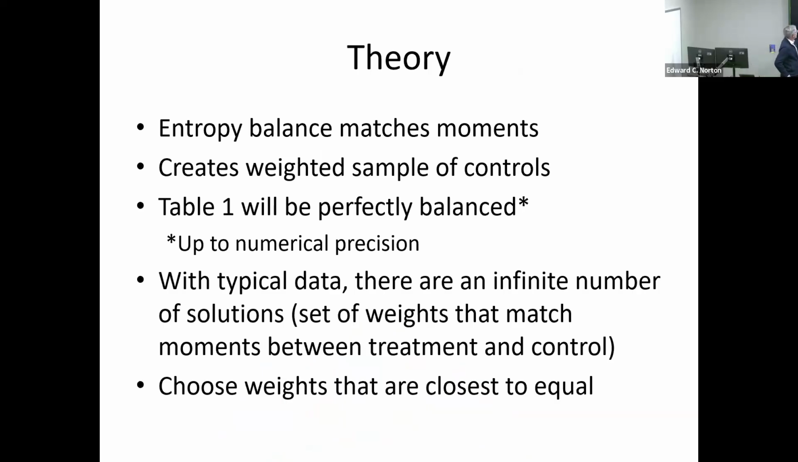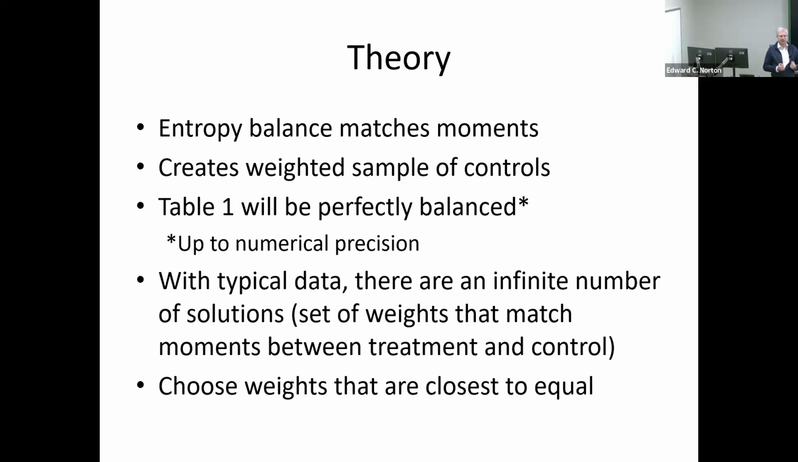Okay, so how does it work? It works by creating weights, a different set of weights for the controls. It's just going to take a weighted average of the controls such that the characteristics of the controls are then going to match the treated group. So what it does is it creates weights. Now, if you don't do anything in particular, all weights are equal to 1. Like democracy, everybody gets a vote of 1.